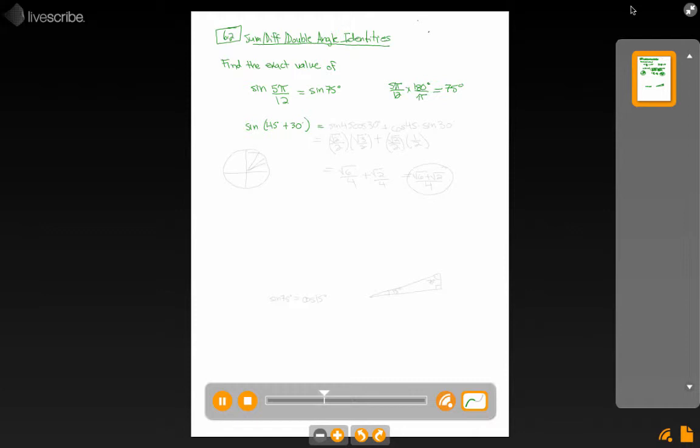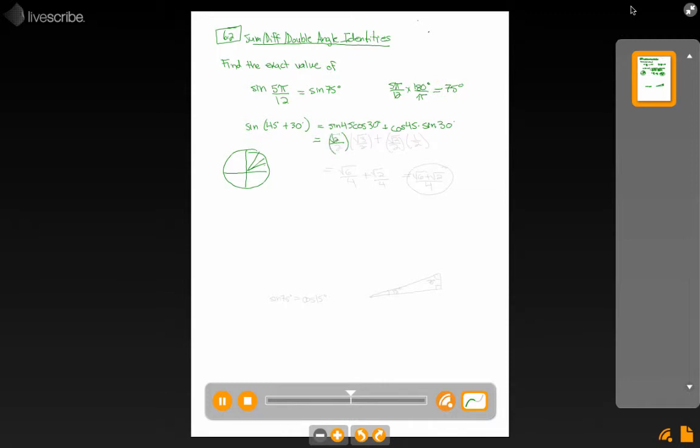So if I look at my sum identity for sine, it's sine A cos B plus cos A sine B. So sine of 45 degrees times cosine of 30 degrees plus cosine of 45 degrees times sine of 30 degrees. Now these should all be numbers that I hope you know off your unit circle. If not, you're doing some extra work with calculators and special triangles and whatever else.